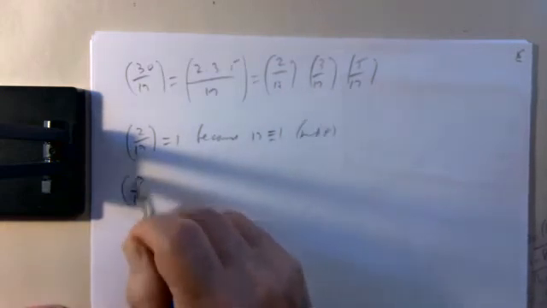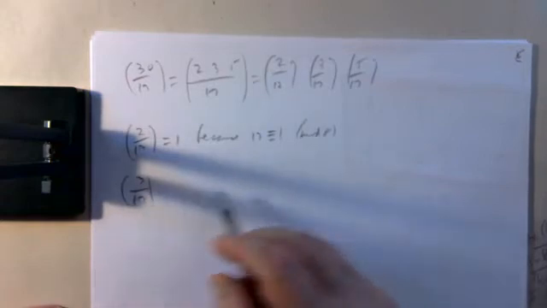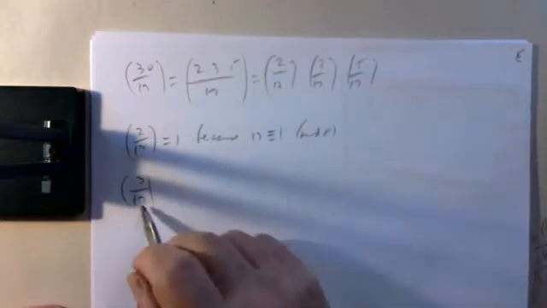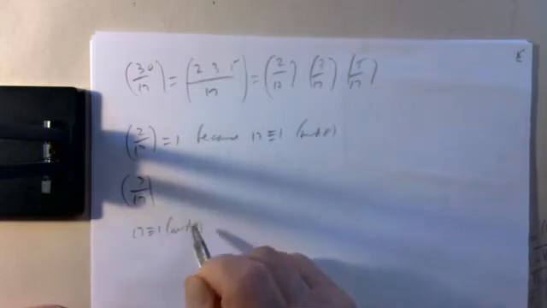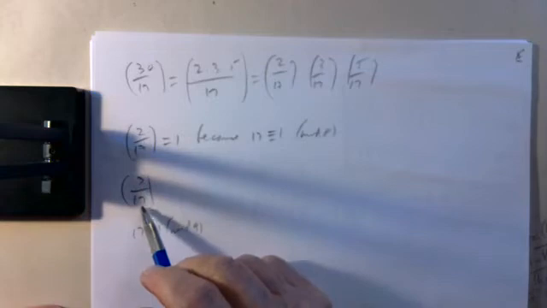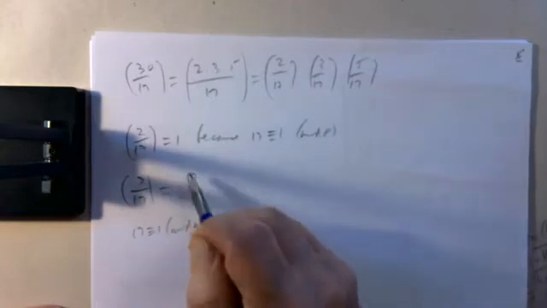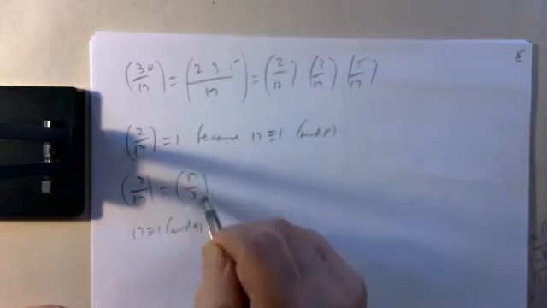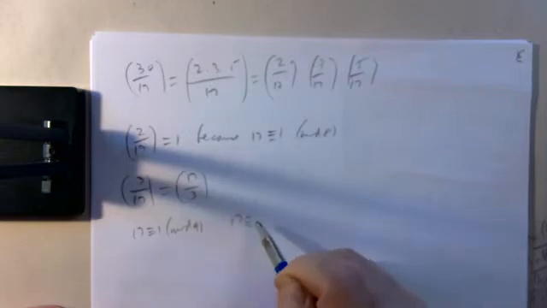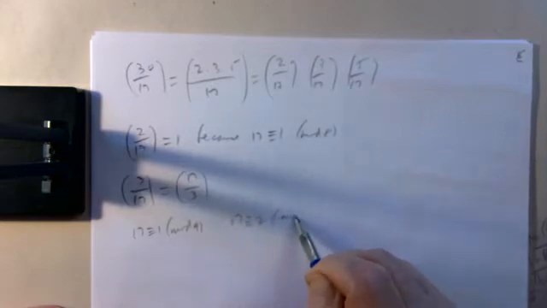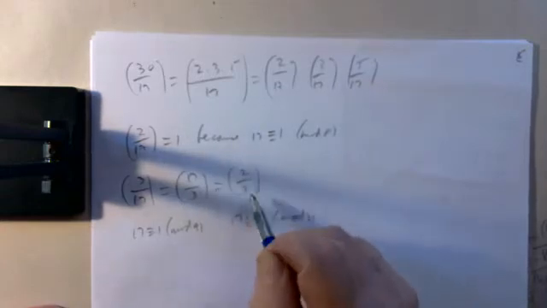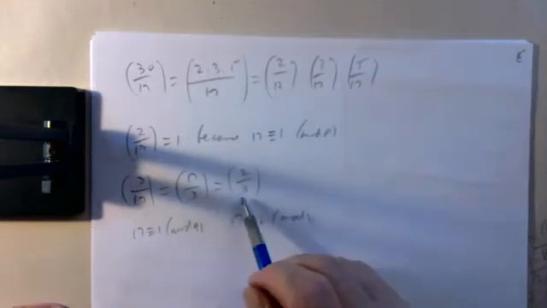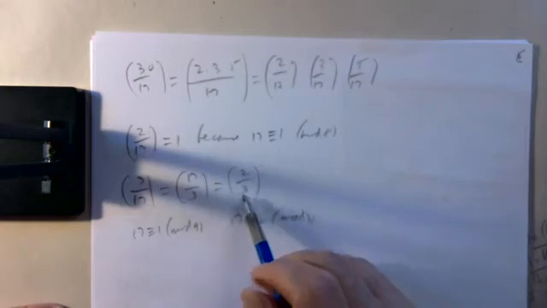3 over 17. 17 is congruent to 1 mod 4. 3 is not, but you only need one of the two in order to be able to flip this. So this is 17 over 3. And 17 is congruent to 2 mod 3. So this is 2 over 3. And 2 is not a quadratic residue mod 3. 3 is not plus or minus 1 mod 8. So this is minus 1.